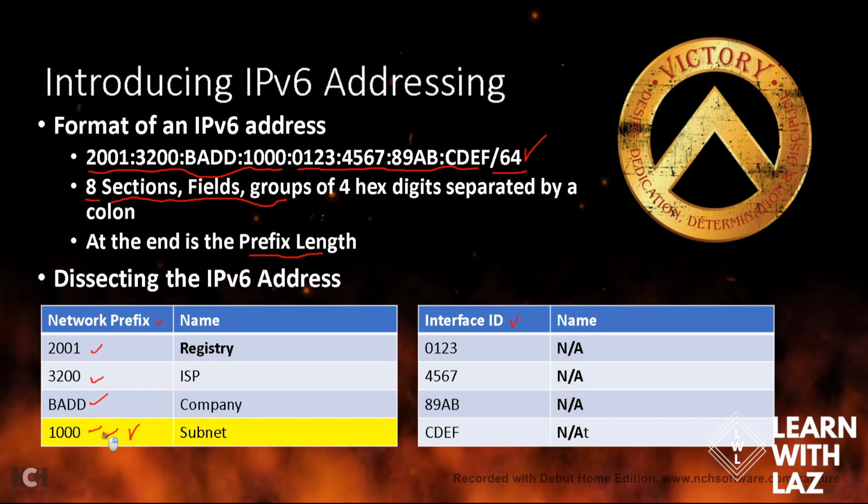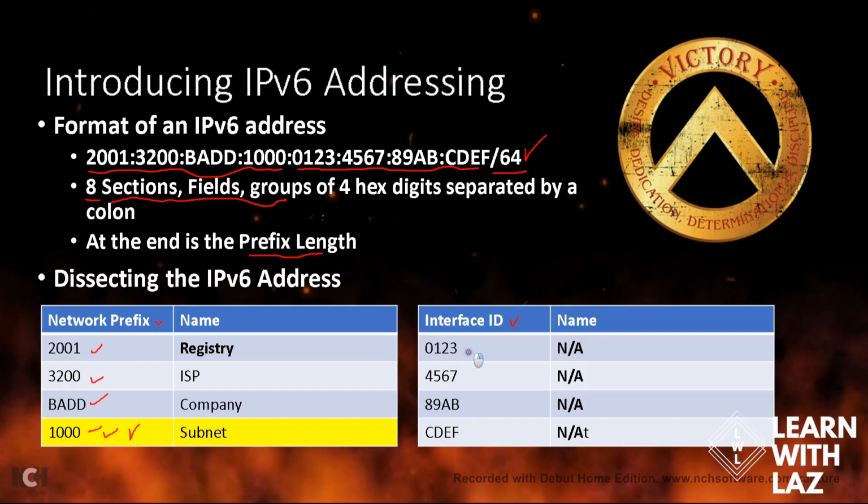Each one of those digits is 4 bits long, making that 16 bits. Okay? So when we get into the subnetting portion of this section, you'll understand that. It's very important that you remember that we're not dealing with decimals anymore. These are hexadecimal numbers.